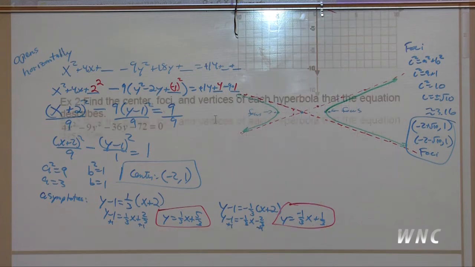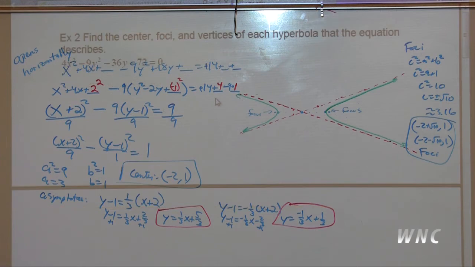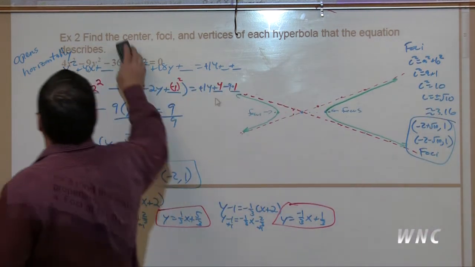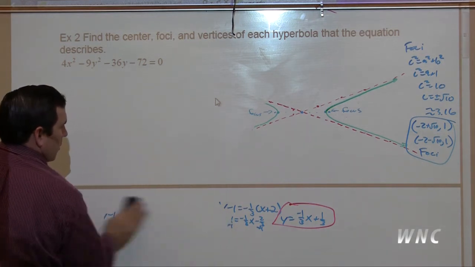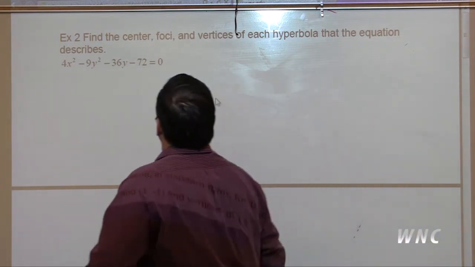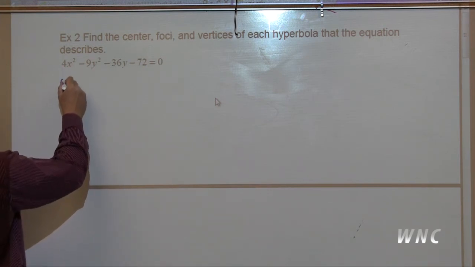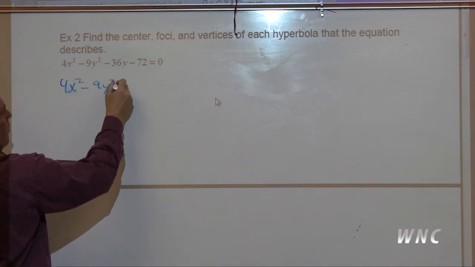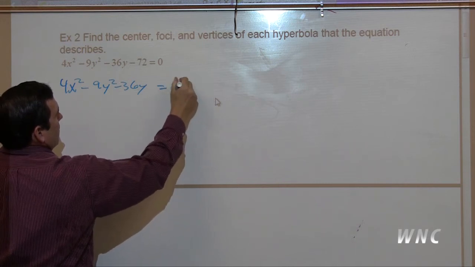Let's look at example 2. Example 2 says, find the center, foci, and vertices of each hyperbola that the equation describes. So we're not graphing this one. We just need to find the center, foci, and vertices. Complete the square. 4x squared minus 9y squared minus 36y equals positive 72.